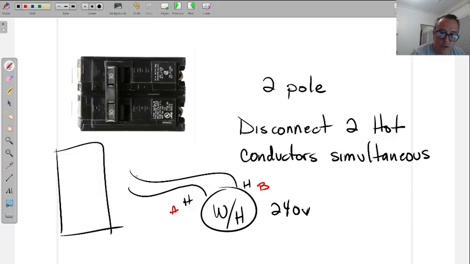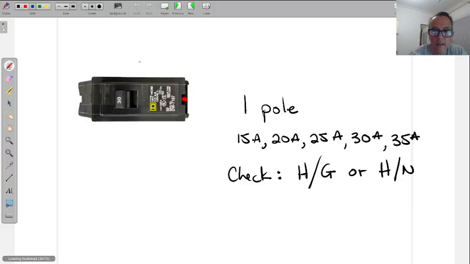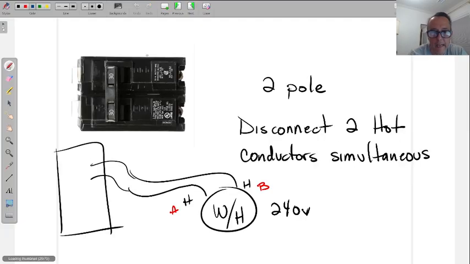At the panel, here's what these two wires cannot do: they cannot land on two separate single pole breakers. You can't put one single pole breaker and another single pole breaker here.